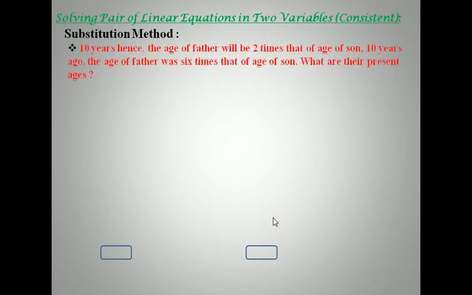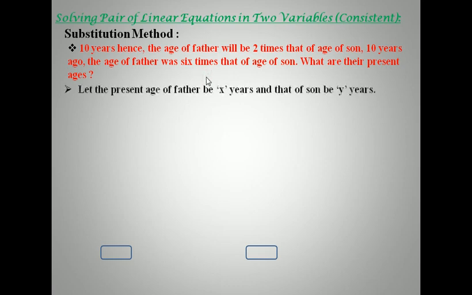Let us consider one of the problems or situations in our daily life. 10 years hence, the age of father will be 2 times that of the age of son. 10 years ago, the age of father was 6 times that of his son. What are their present ages? Let us write the verbal statements in algebraic form. For that, let us consider the present age of father be x years and that of son be y years.